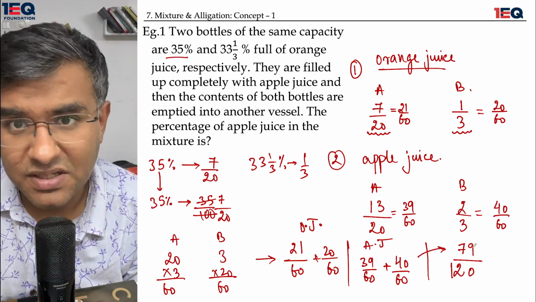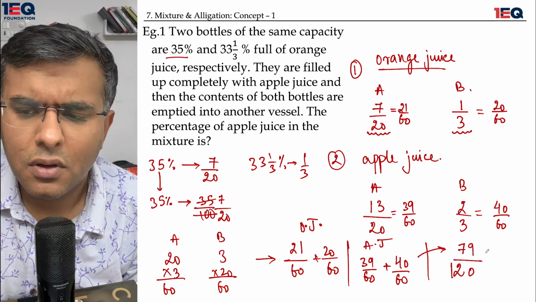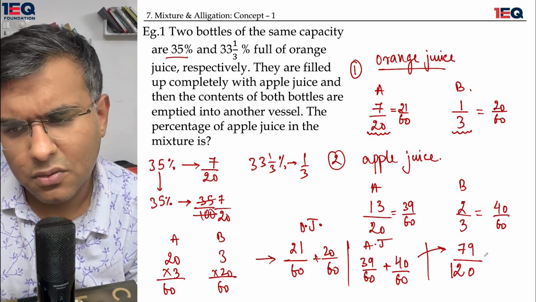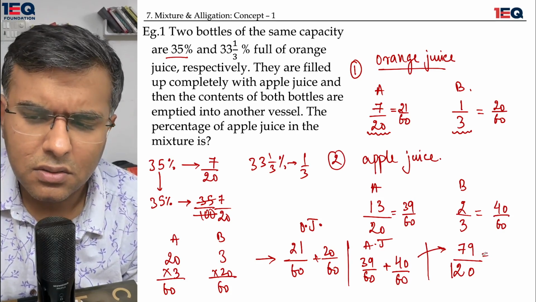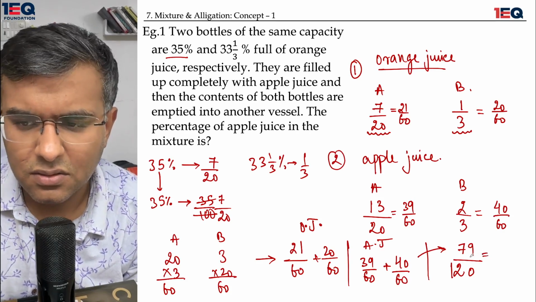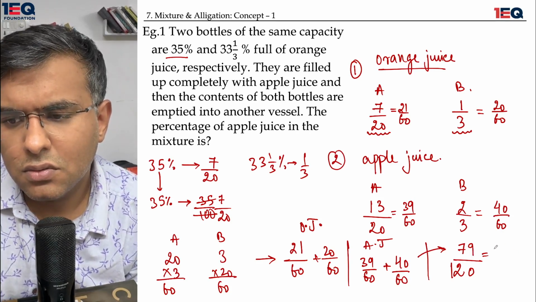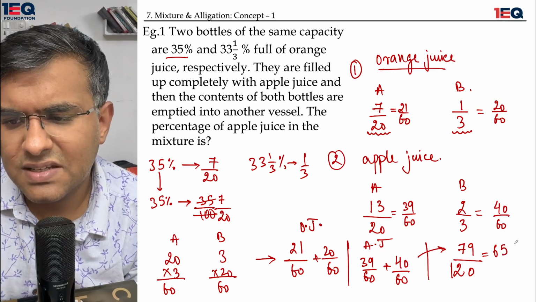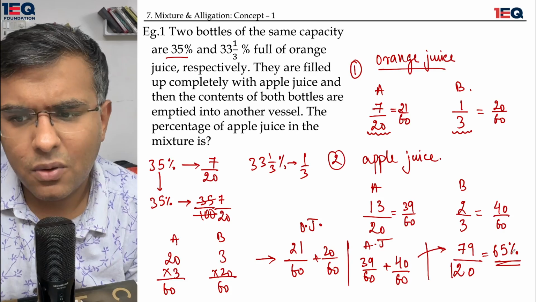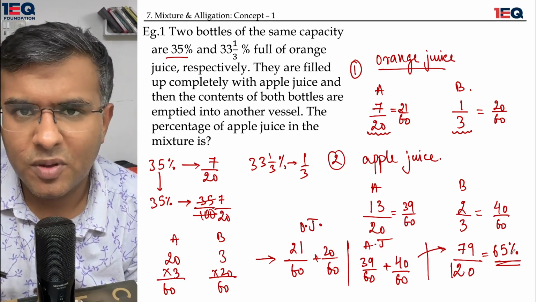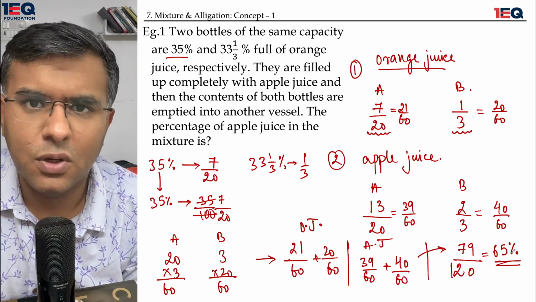I need to give the percentage of it. So 12 sevens are 84, 12 sixes are 72. So 72 plus 7. So it's going to be somewhere around 65%. Somewhere around 65% is going to be my answer.